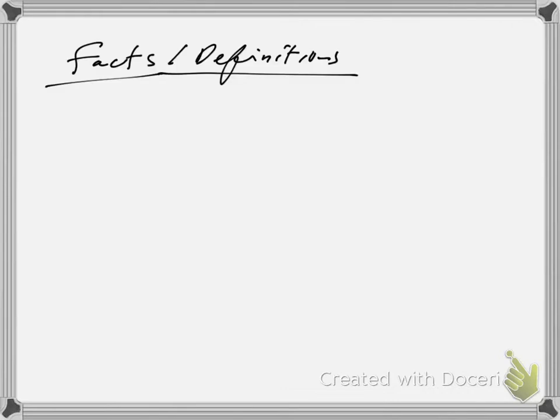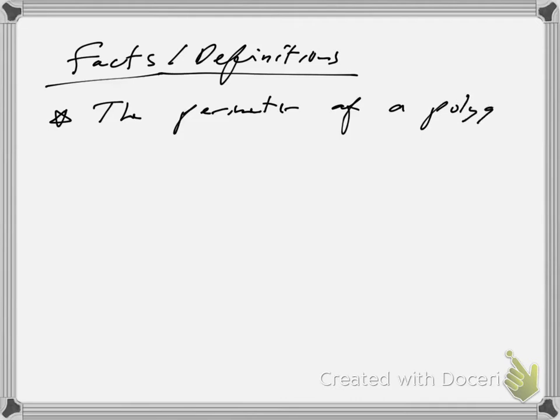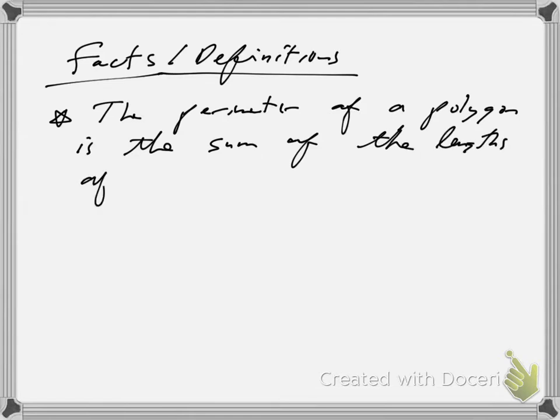Okay, here's some other facts we're going to use and definitions. So first of all, let's talk about the perimeter. The perimeter of a polygon is the sum of the lengths of its sides. Okay? Simple definition.